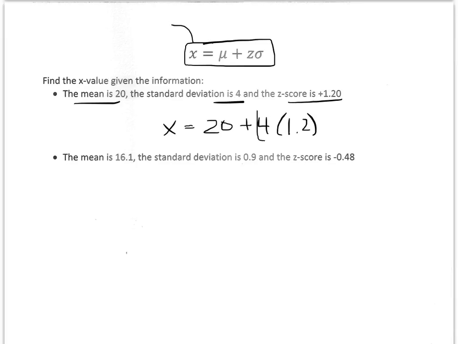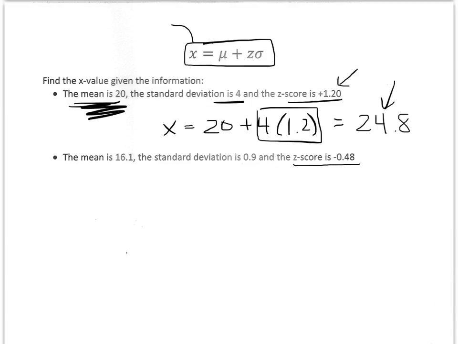You do your multiplication first, so you get 4.8, add the 20. So a score that is 1.2 deviations above the mean is 24.8, assuming the mean is 20 with a deviation of 4. In the second example, we're talking about a score that is about half a deviation below, not quite half a deviation. We'll do the same thing.